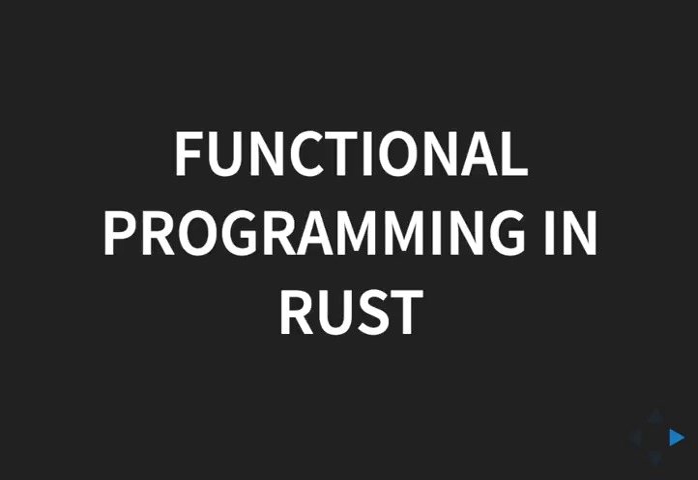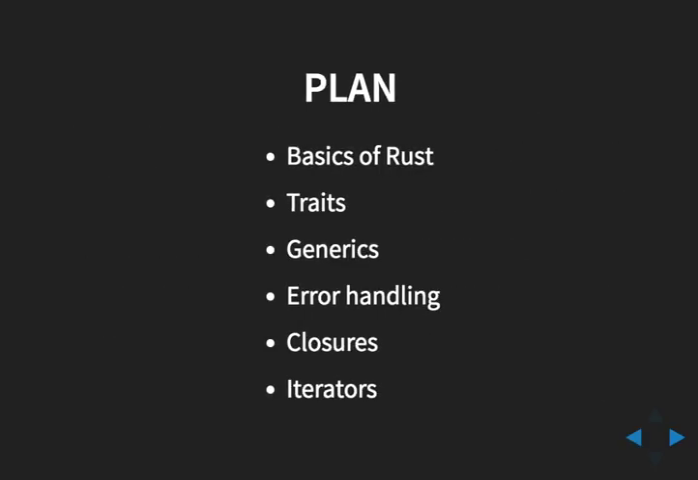So tonight I'll introduce you to the Rust programming language and some functional programming concepts that you can use in it. For tonight, the plan is that I will start by introducing you the language itself, its syntax, how to declare variables and functions, the basic stuff, and then I'll switch to talk about functional programming concepts in Rust, like traits and generics. I'll also talk about error handling, closures, and iterators.